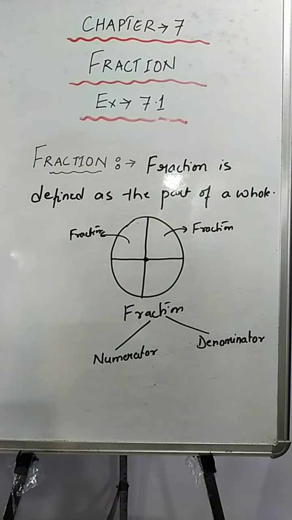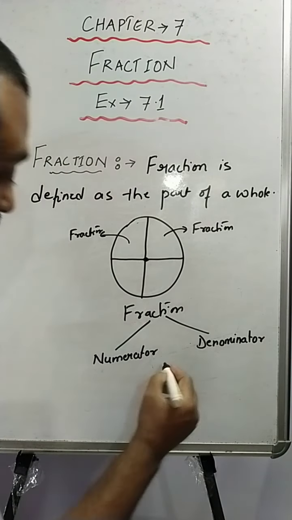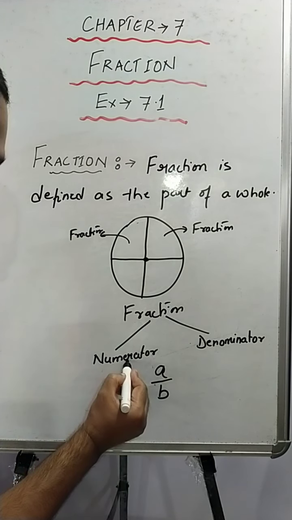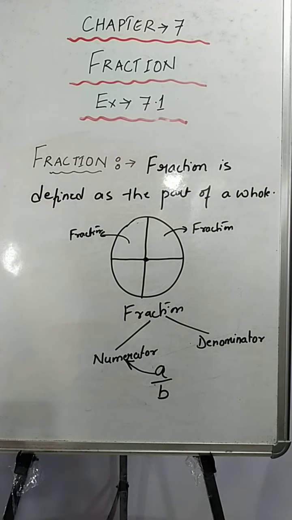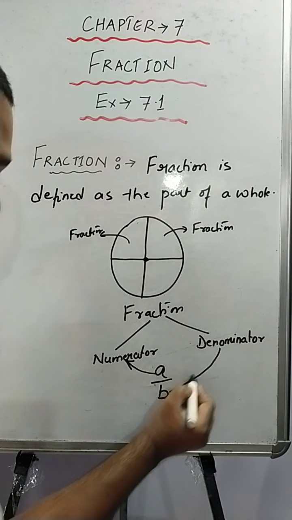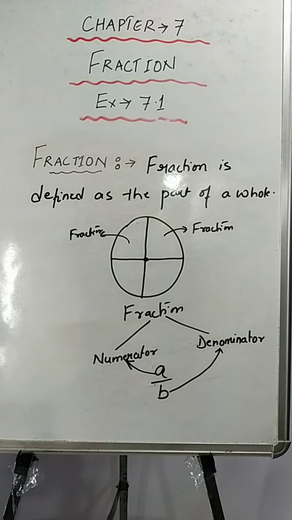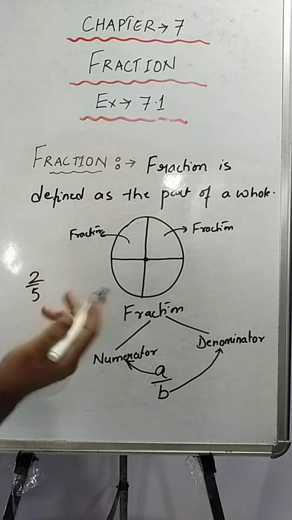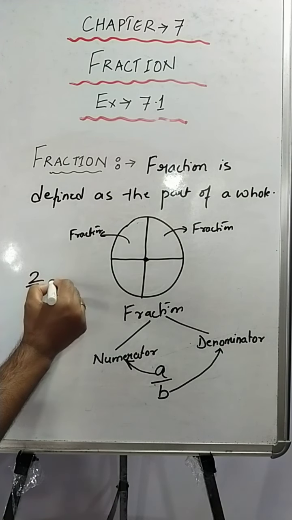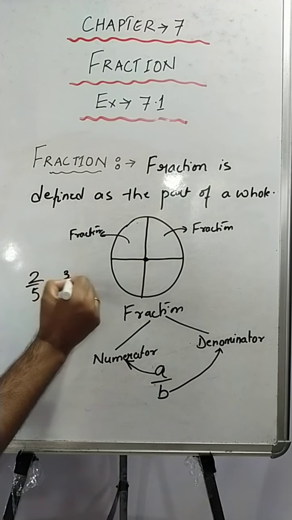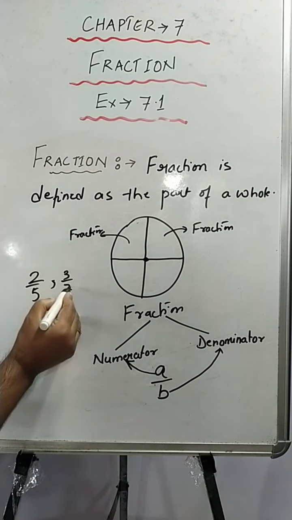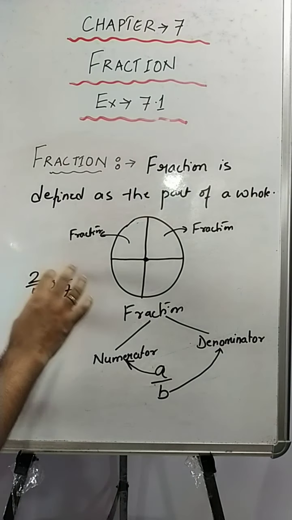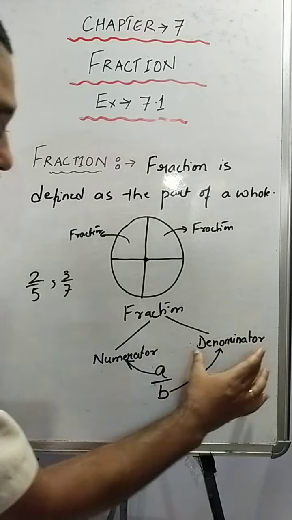And how do we write a fraction? We write a fraction in the form of a by b. The top one is called the numerator and the bottom one is called the denominator. That means in 2 by 5, which is the numerator? 2. Which is the denominator? 5. Now if I say 3 by 7, which is the denominator? 7. Which is the numerator? 3. Understood? This is how we write a fraction.